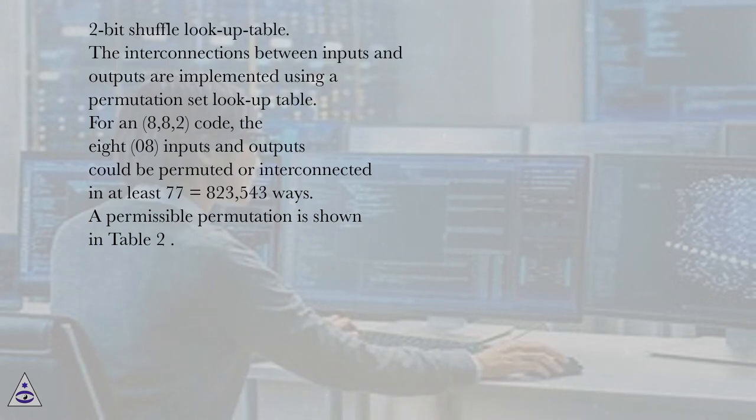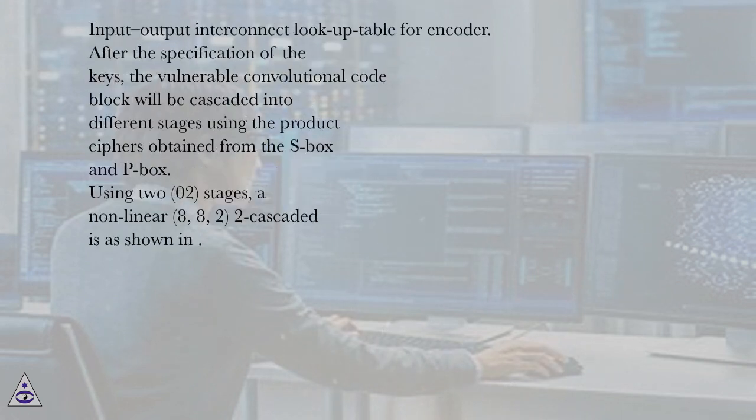The interconnections between inputs and outputs are implemented using a permutation set lookup table. For an 8,8,2 code, the 8 inputs and outputs could be permuted or interconnected in at least 7^7 equals 823,543 ways. A permissible permutation is shown in Table 2. Input-output interconnect lookup table for encoder. After the specification of the keys, the vulnerable convolutional code block will be cascaded into different stages using the product ciphers obtained from the S-box and P-box.